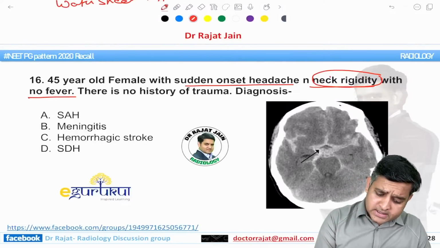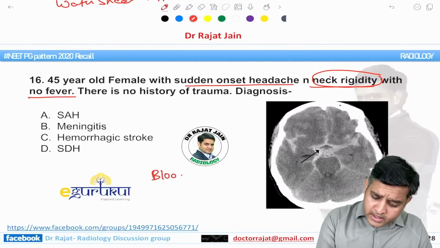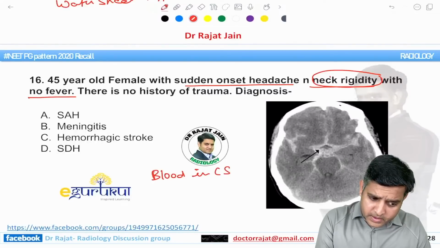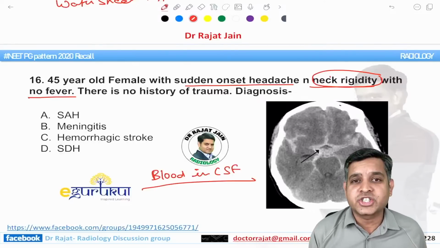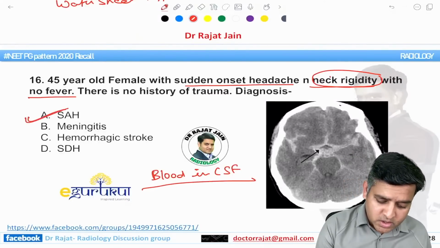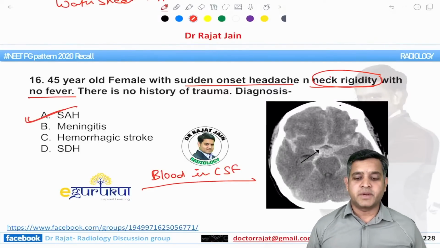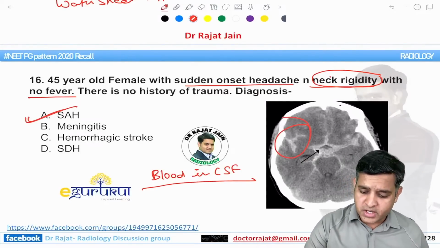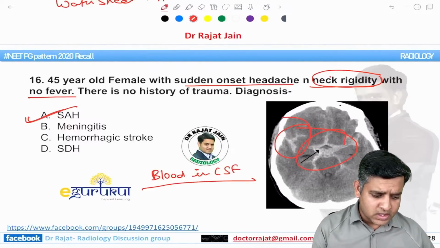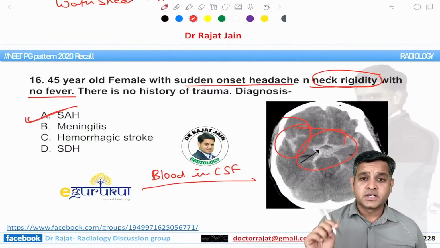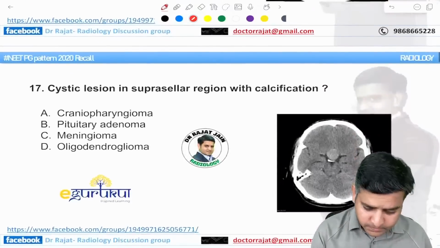And you can typically see blood in CSF, and typically what is called a star-shaped hemorrhage. So this is a case of subarachnoid hemorrhage. They see blood in the sylvian fissure, blood in the perimesencephalic cistern, basal cistern. So this is a subarachnoid hemorrhage. Okay, remember this.